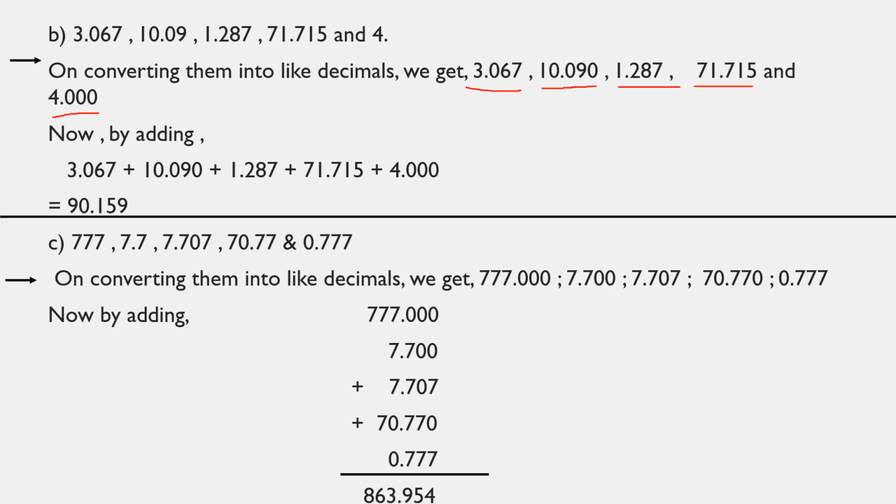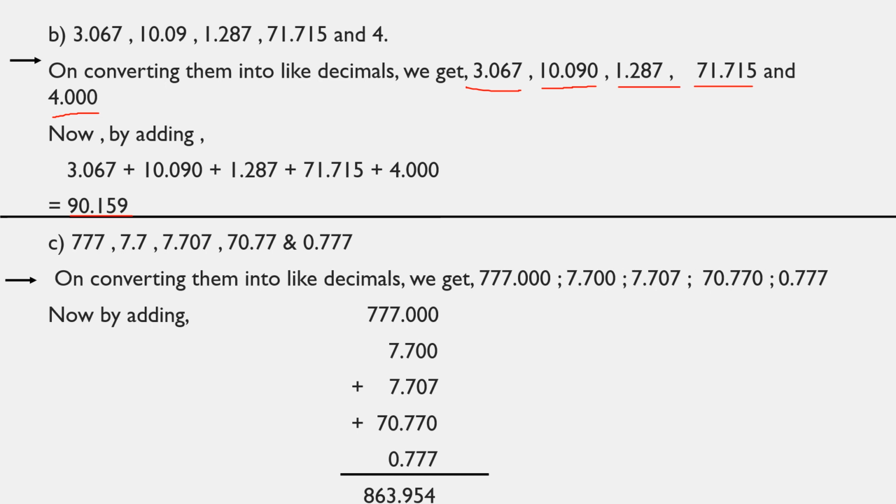So we can add as many zeros as we want to the extreme right. Now all these are like decimals, so we can add by a regular method. So after adding all these decimals, we'll be getting 90.159.